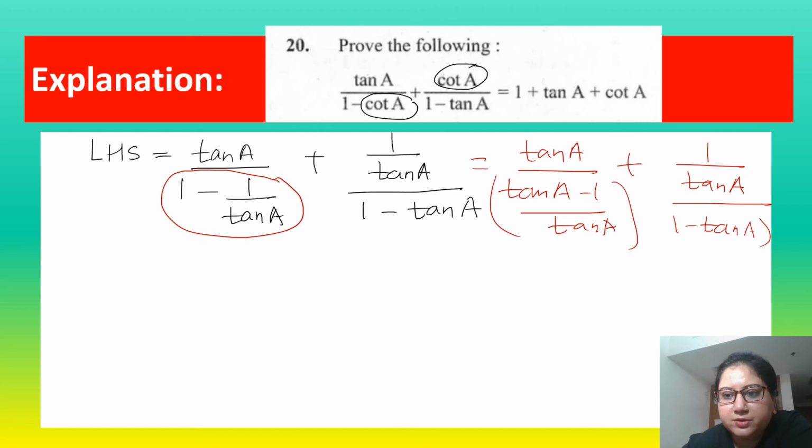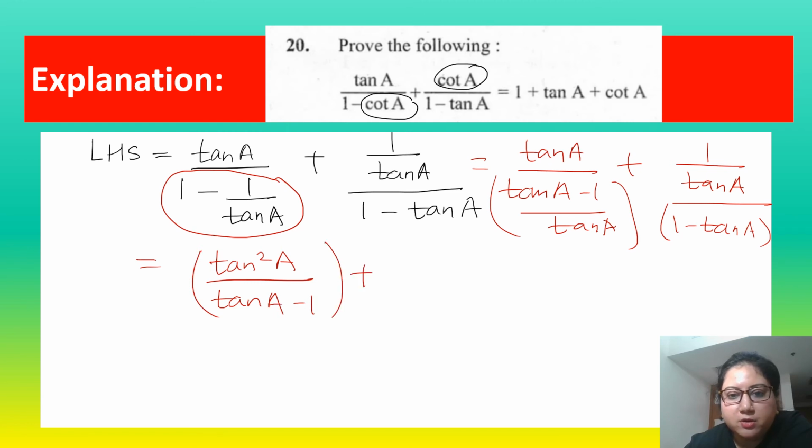Now we'll try and make the denominator same so that we can take the LCM in the next step. And for that, what I'm going to be now doing is this tan A I will take on the top. So it will become tan square A over tan A minus 1. And as I told you, I want my denominators to be same. So 1 minus tan A is already there, and I need to change it to tan A minus 1. So when I do that, we need to do what? We need to put a negative sign here. So negative 1 over tan A comes.